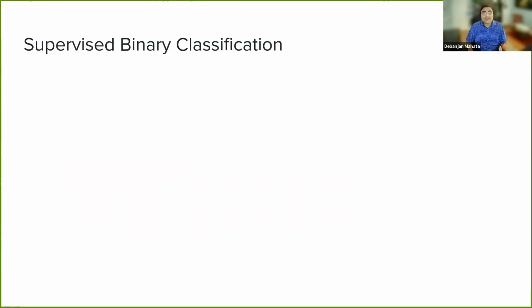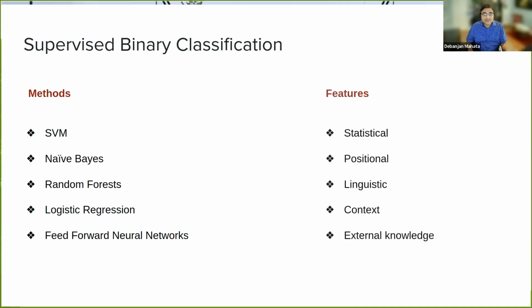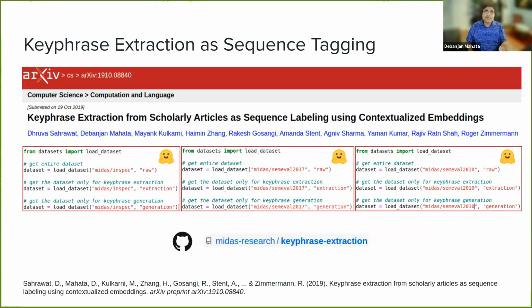Now in supervised binary classification, people have tried various kinds of methods, and they have various ways to extract features. Some of them are statistical, positional, linguistic, contextual, and sometimes also based on external knowledge bases like Wikipedia. Then they pass it through a binary classifier and try to categorize the candidates into a keyphrase or not a keyphrase.